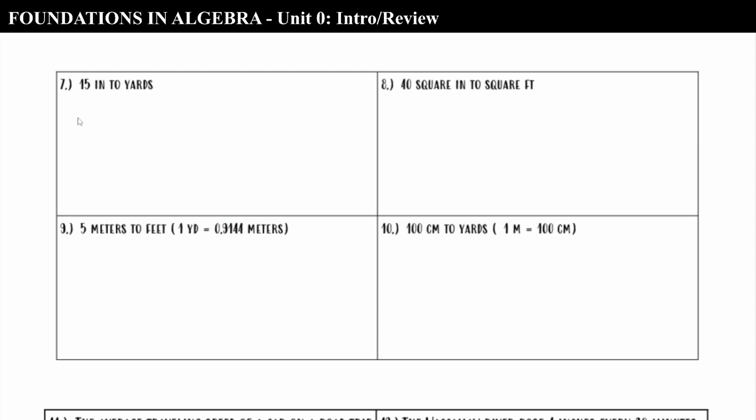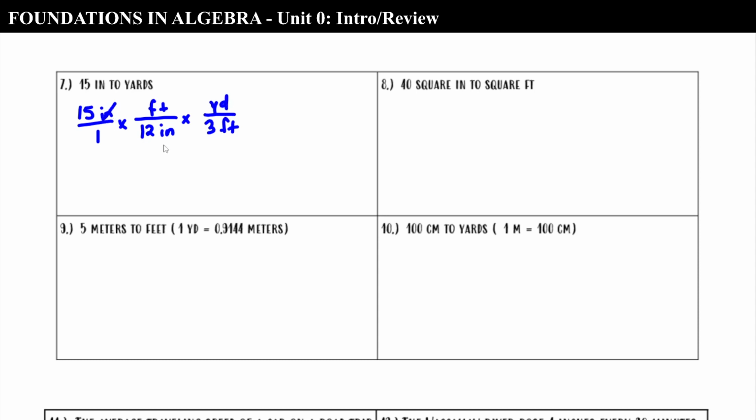All right, let's talk about inches to yards. We've got 15 inches, and we want to convert that to yards. We're not given a conversion factor here, but let's use what we know from the previous page. We know that there are 12 inches in a foot, so I'm going to put 12 inches in a foot. And we know that there are 3 feet in a yard.